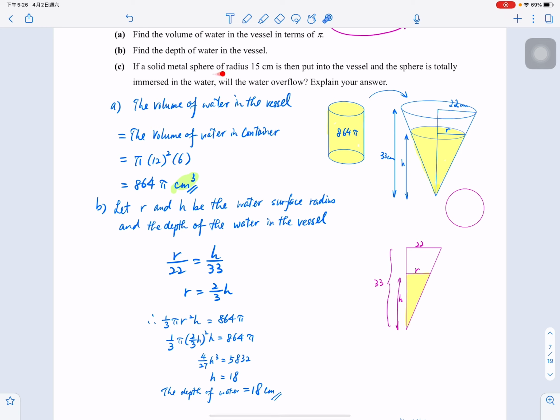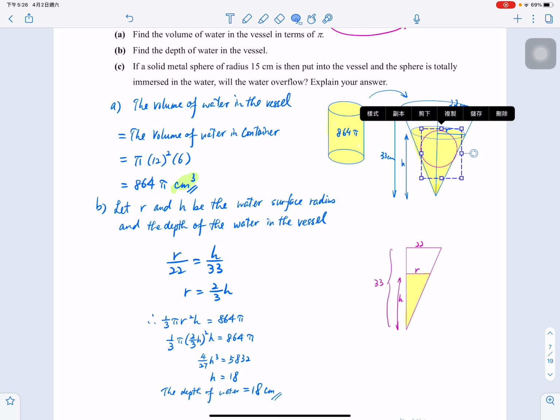If a solid metal sphere of radius 15 cm is then put into the vessel, that means now we have this one and then put it into the vessel and totally immersed in the water. That means like this, okay? Will the water overflow? That means if you put the sphere here, is it larger than this space? If the sphere volume is larger than this space, then it overflows, right? If not, then it will not overflow. That means you need to check.